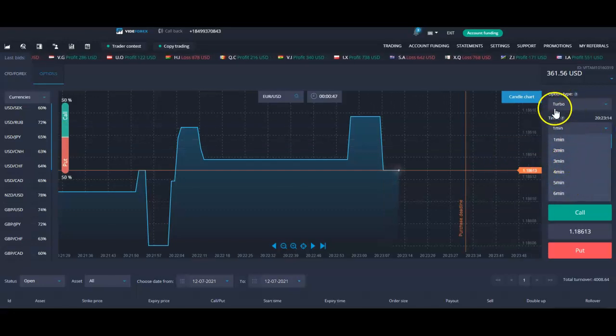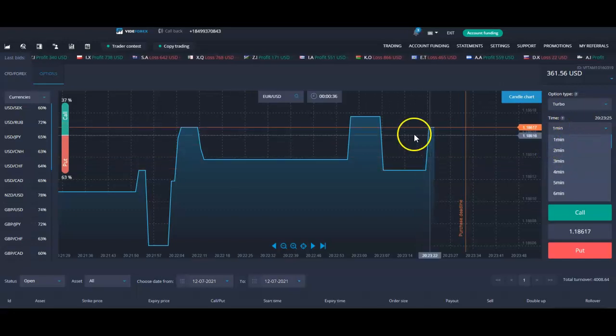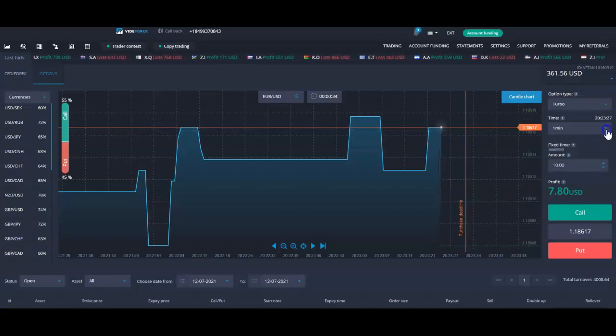Now after you see you're on turbo, and the educator or trader that you're trading with is showing a 3-minute entry, let me show you, all you're going to want to do is click on this blue arrow down, come to 3 minutes, left click on the 3 minutes, and boom, it's in there.